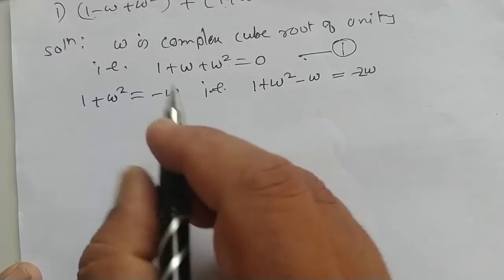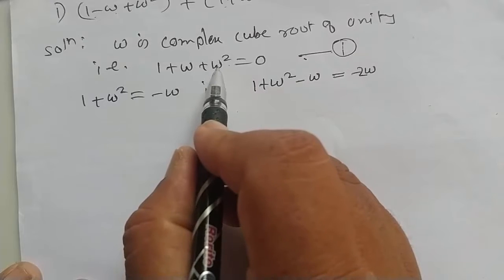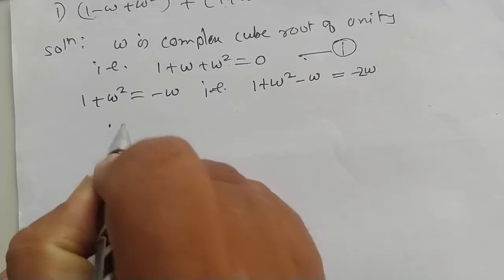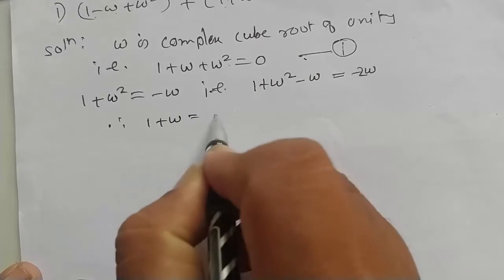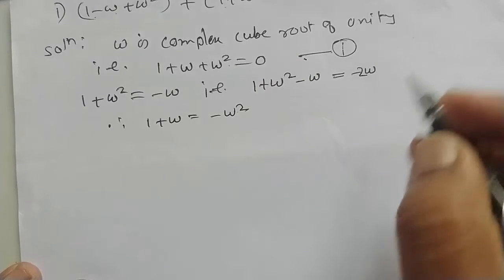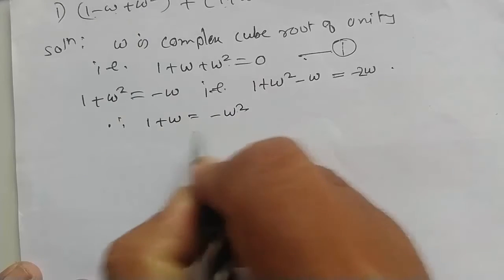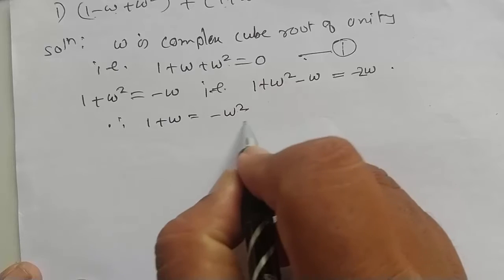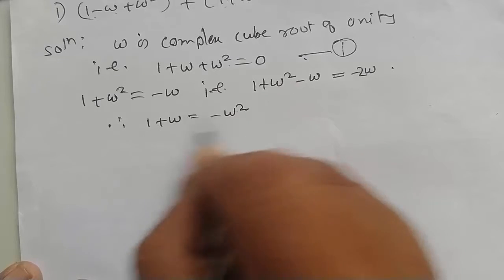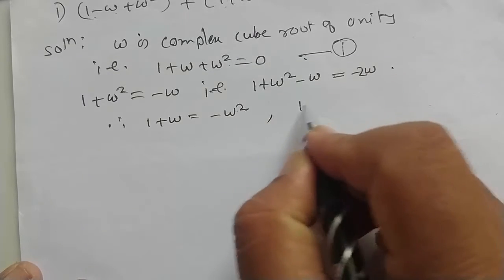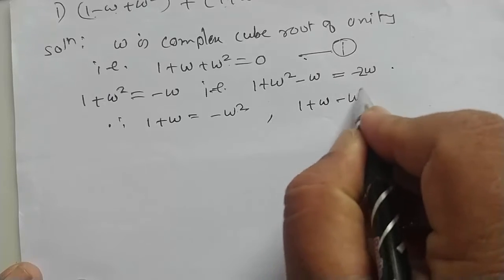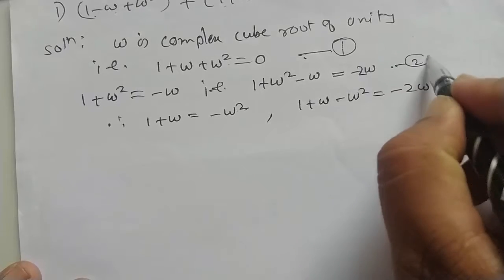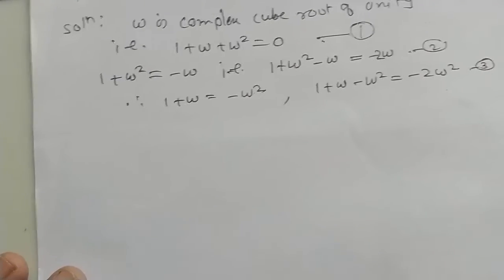Again, from the equation we take omega square to the right hand side. Therefore 1 plus omega is equal to minus omega square. We add minus omega square to both left hand side and right hand side. It is 1 plus omega minus omega square is equal to minus 2 times omega square. This is equation number 2 and this is equation number 3.